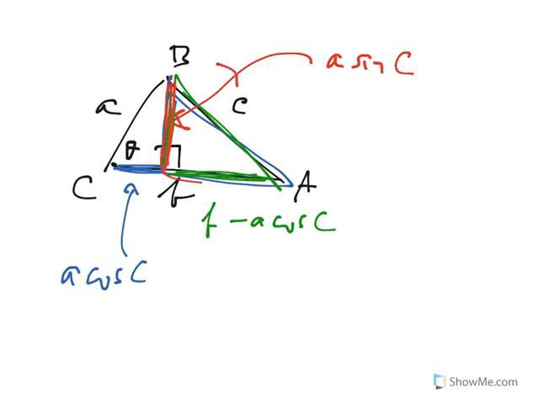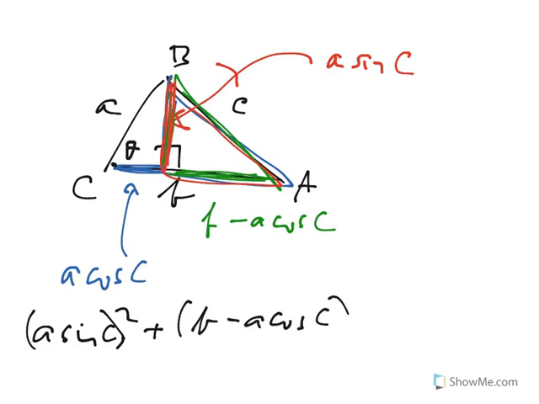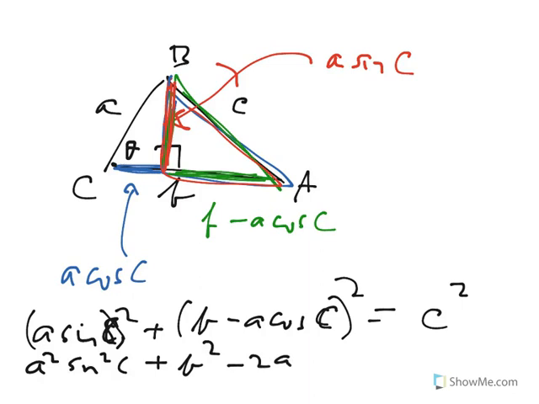And now, because I have a right triangle here, I can do the Pythagorean theorem. Now I get (a sine C) squared, put it in parentheses, plus (b minus a cosine C) squared is equal to c squared. I'll use a capital C for the angle and a lowercase c for the unknown thing. When I simplify this, I get a squared sine squared C plus b squared minus 2ab cosine C plus a squared cosine squared C equals c squared.